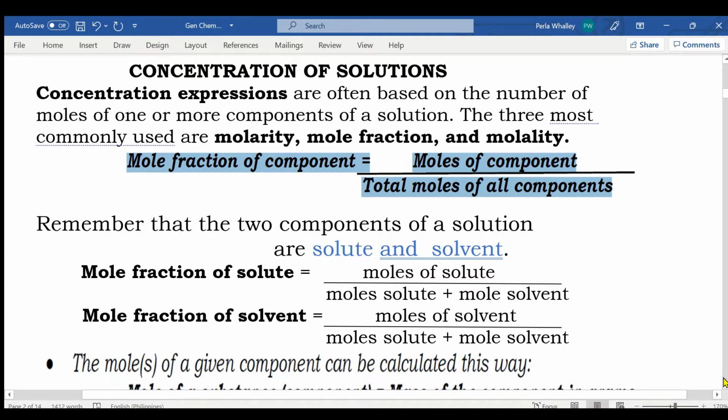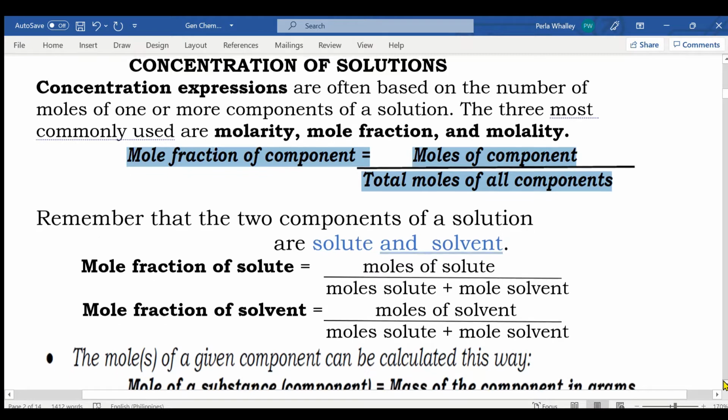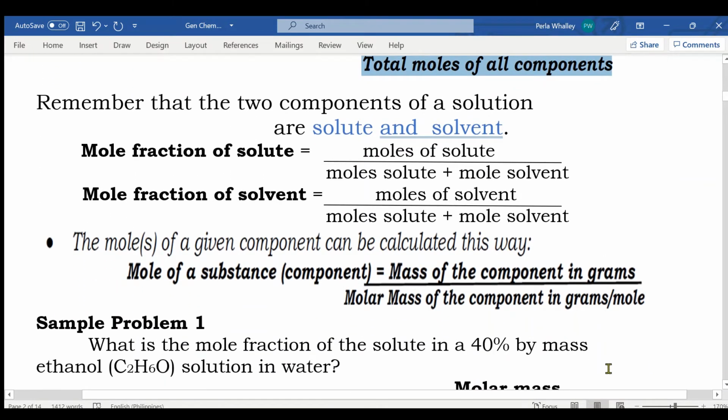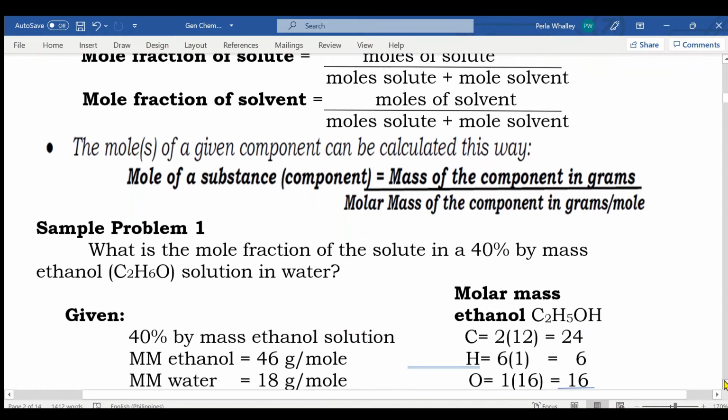If the number of moles are not given, this is the formula to be used. Mole of a substance or component is equal to the mass of the component in grams divided by the molar mass of the component in grams per mole. Grams per mole is the unit for the molar mass. Let's try sample problem number 1.